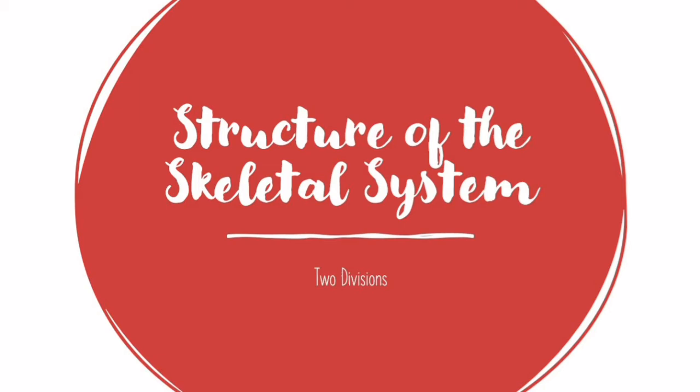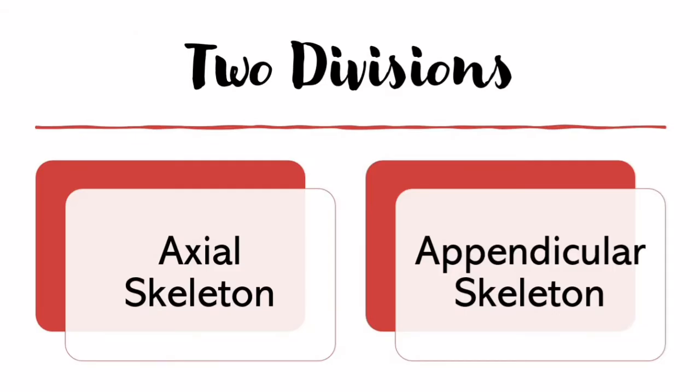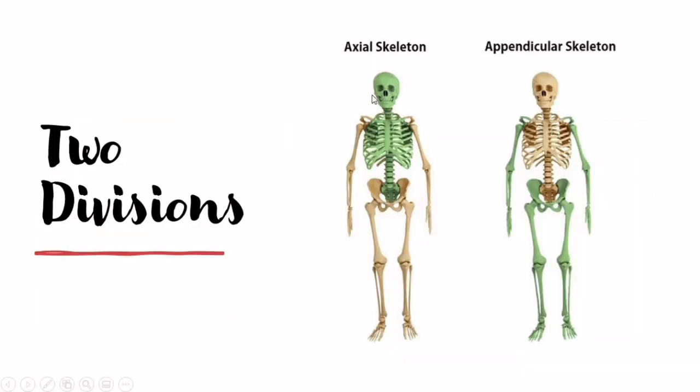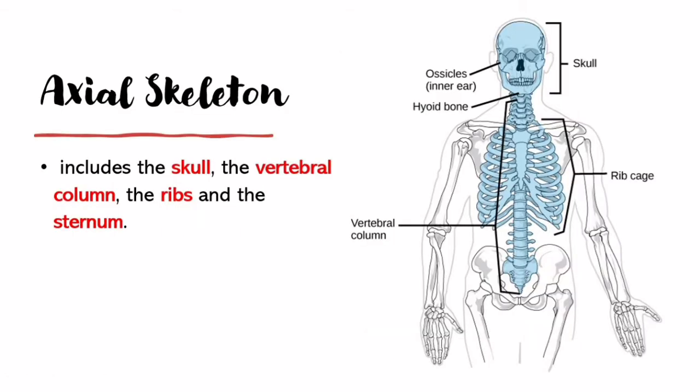Okay, let's move on to the structure of the skeletal system. So the skeletal system is divided into two: the axial skeleton and the appendicular skeleton. Here is the axial skeleton and this is the appendicular skeleton. So let's first discuss the axial skeleton. The axial skeleton includes the skull, vertebral column, the ribs, and the sternum.